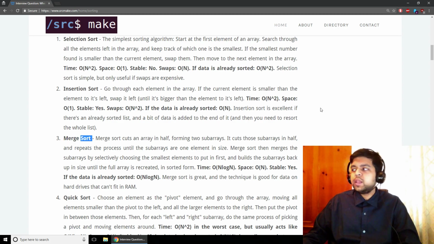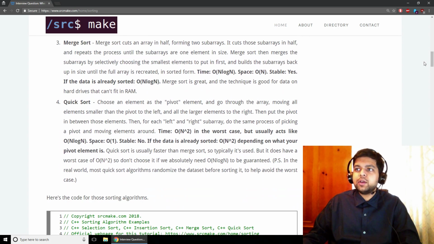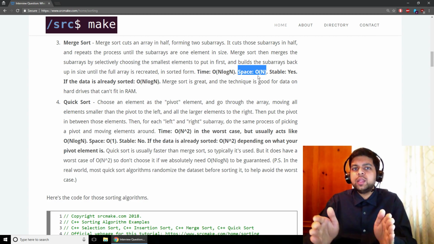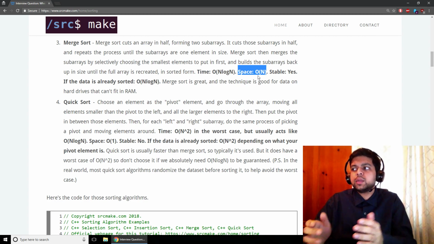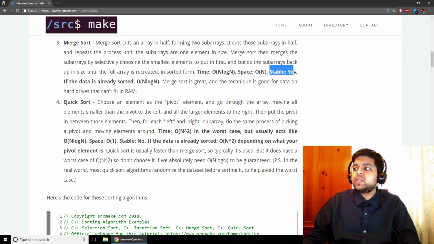And merge sort, these next two algorithms are the most popular, so you should kind of know how these two work. Merge sort is a really popular divide and conquer algorithm, and the time complexity is order n log n. The space complexity, however, is order n, which means it requires a lot of extra space. So if you have an array this long, then you need an array that long to do merge sort, which sometimes isn't good. But it is stable, which means order is preserved. So it's got that going for it. And merge sort happens to be really great for data on hard drives that can't fit in RAM. So keep that in mind.